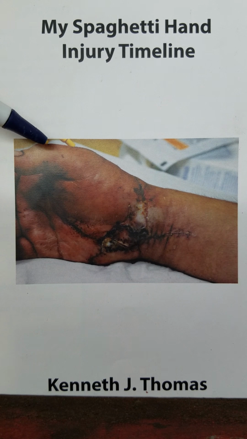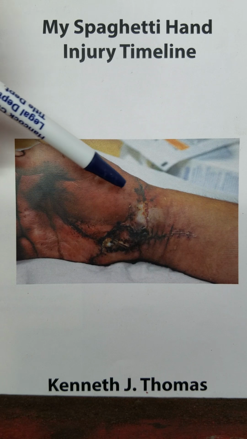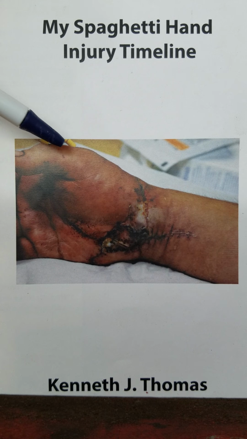This picture, if you see, there's the two little foam protectors. My thumb was basically pinned on. Those went down into my forearm. Those were removed, I don't know, at some point.